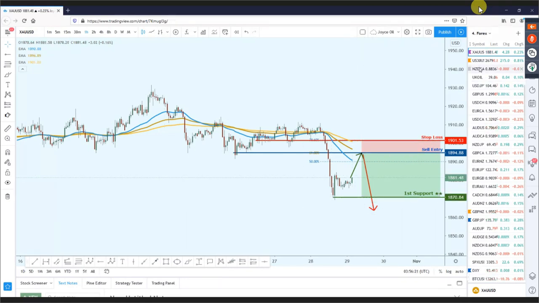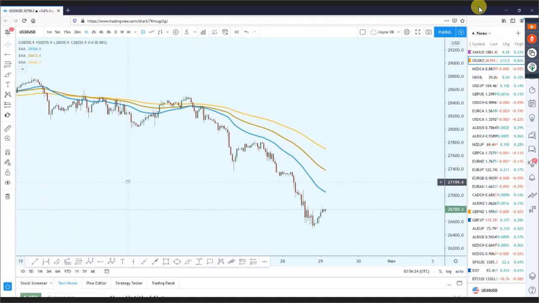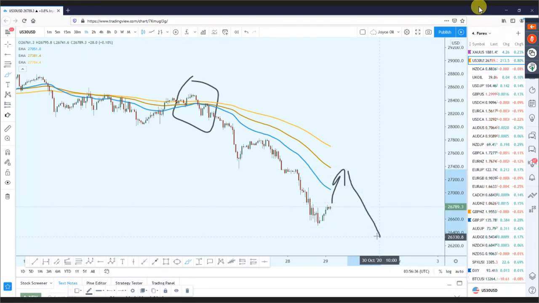Okay, let me try on US 30. Right now in the hourly time frame, we can see it's a very strong bearish move. So what we should do is wait for it to come back into this zone before we take it for continuation.